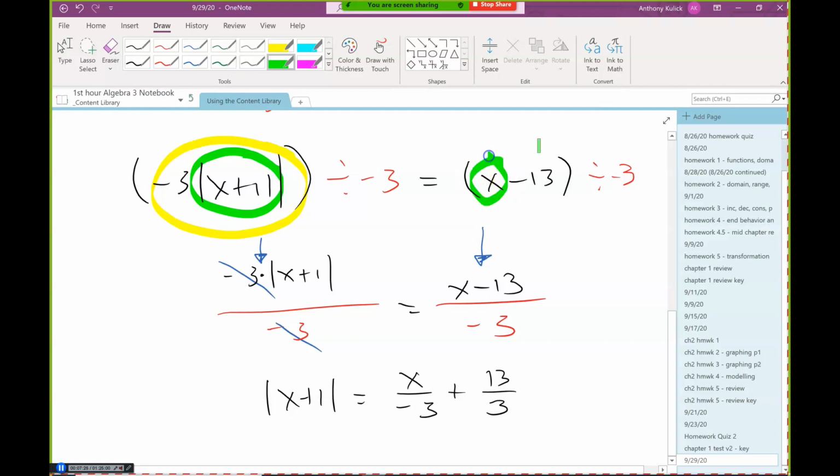On this side, though, we distinctly have two separate terms because we have two things that are being subtracted. There's nothing being multiplied to that also. That's two separate terms. So when we divide both sides by negative 3, each term needs to get divided by negative 3.